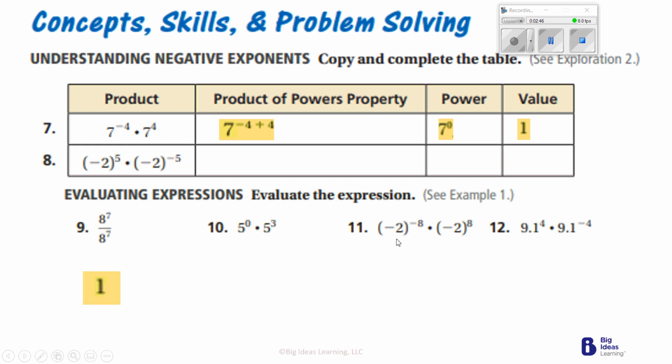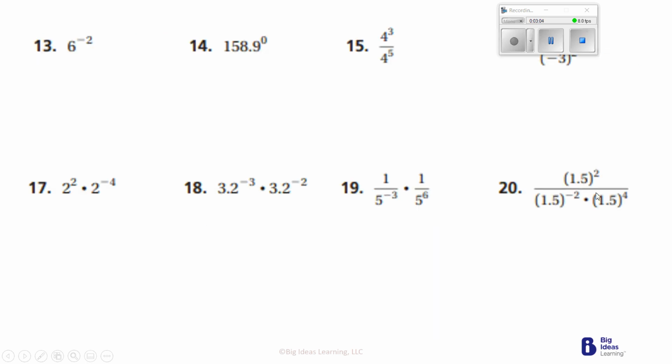Number 11, got negative 2 to the negative 8 power, negative 2 to the 8th power. This is 8 minus 8. This will also equal 1, because that's going to give us 0, right? And any base to the 0 power is 1. All right, let's go to number 13 now.